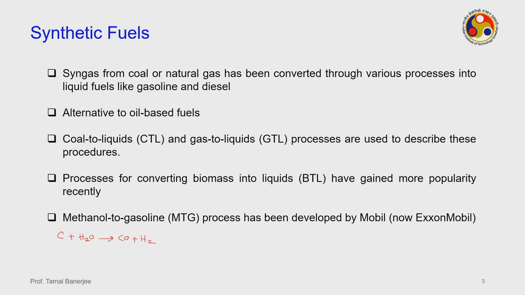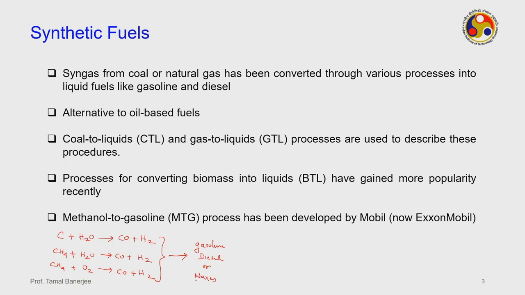I am not balancing this equation. Or from, let us say, natural gas, if I assume it is methane, you can do either a steam reforming to form CO plus H2, or you can also do a partial oxidation. Again, I am not balancing this, you get CO plus H2. So, all these processes, whether it is coal, natural gas or biomass, are converted into syngas, and this syngas is finally converted to gasoline, diesel or other products, or waxes. Waxes are one of the primary products.